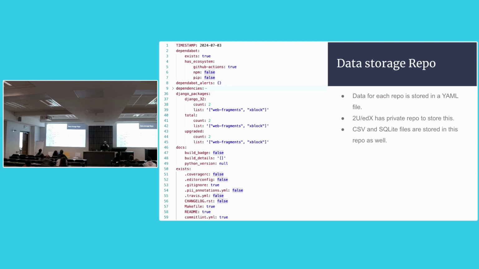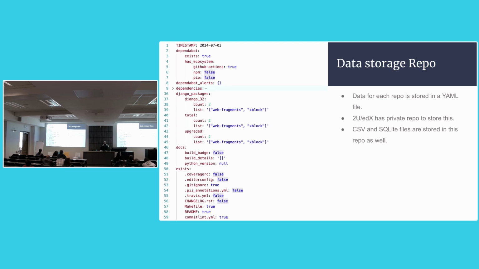So this is the YML file. This is a sample YML file. It's not the entire file because I couldn't fit it into the screen. It was a big YML file. So this is how the dictionary is converted and stored into a YML file.